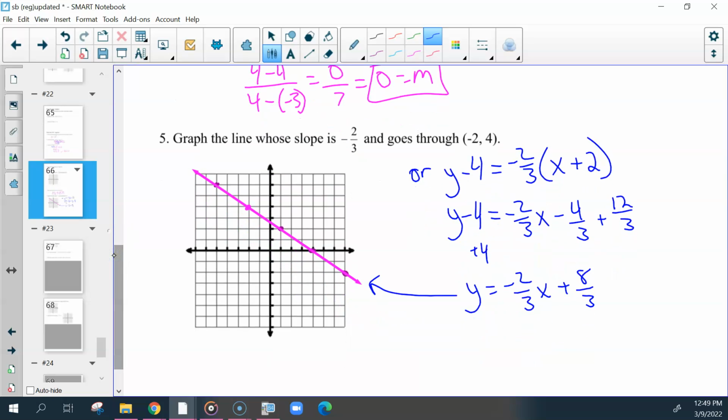Number 5, you have to graph the line whose slope is negative 2/3 and it goes through the point negative 2, 4. The easiest way to do this is to start at this point, negative 2, 4, and from that point, draw your slope. So go up 2 to the left 3, down 2 to the right 3, as many times as possible. This would not be an easy one to find your y-intercept. As you see, I did that, and you got a fraction. And then trying to graph that fraction would not be easy. Could be done, but not easy. Questions on that?